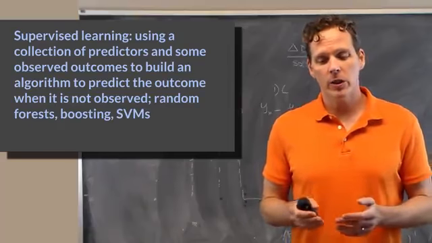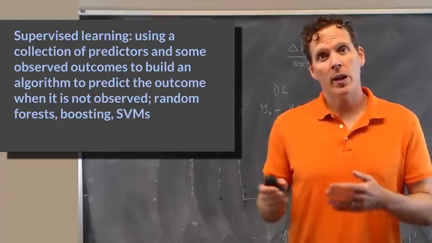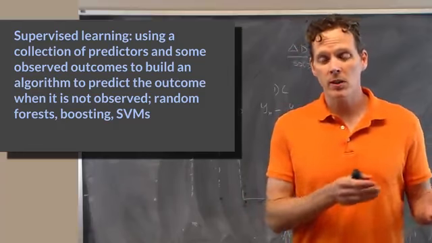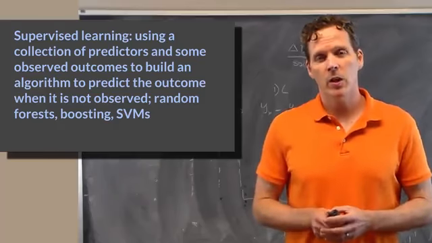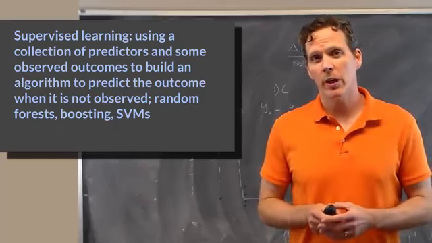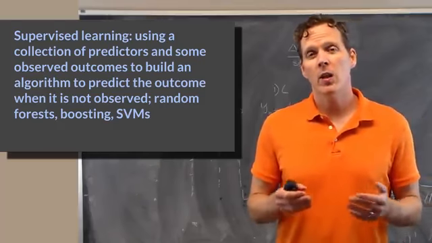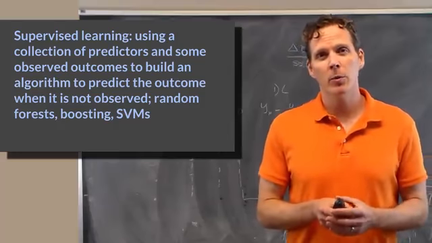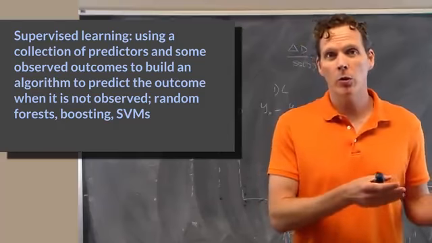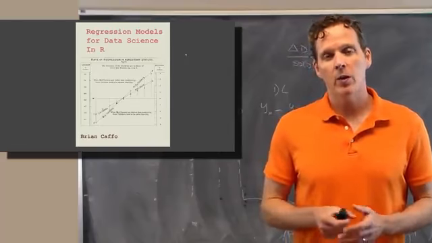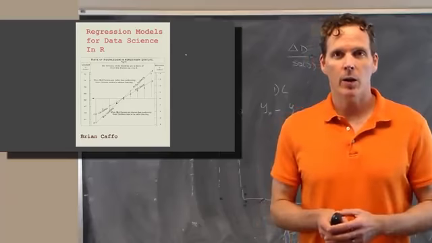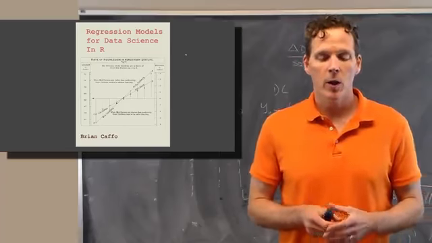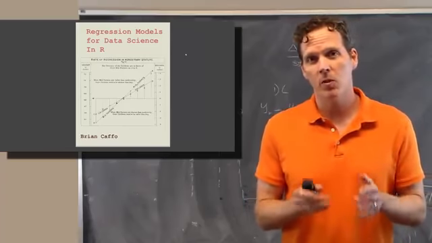So supervised learning is using a collection of predictors and some observed outcomes to build an algorithm to predict this outcome when it's not observed. So some examples of supervised learning algorithms include random forest, boosting, support vector machines. So I'll try and give you a similarly old, maybe in fact older version of supervised learning, regression. And I give a picture of my regression book, which is free on LeanPub, which you're more than welcome to download. But the reason I actually put the book up here is because of the picture on the cover.